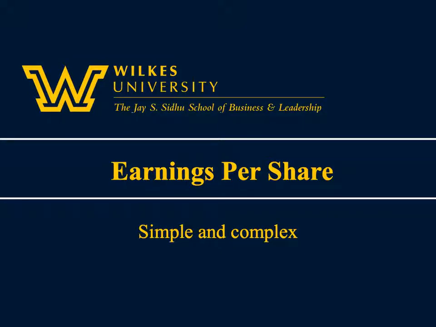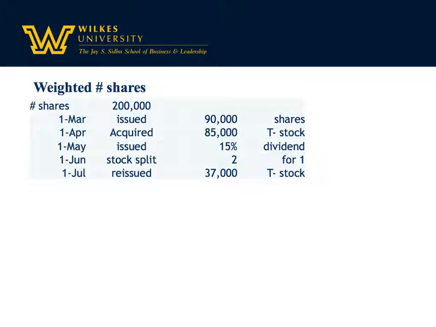Here are examples for simple and complex earnings per share. We need to calculate the weighted number of shares. If you start with saying we have 200,000 shares on January 1st, and then on July 1st we got 400,000 shares, it's easy to calculate a weighted average. But that's not reality. For our example here, we start with 200,000 shares at the beginning of the year.